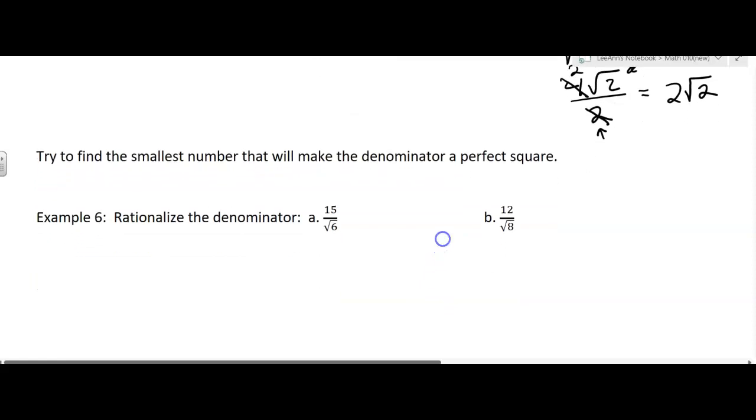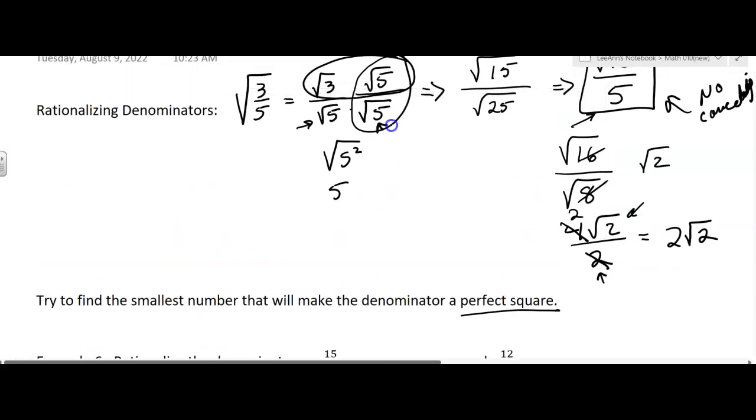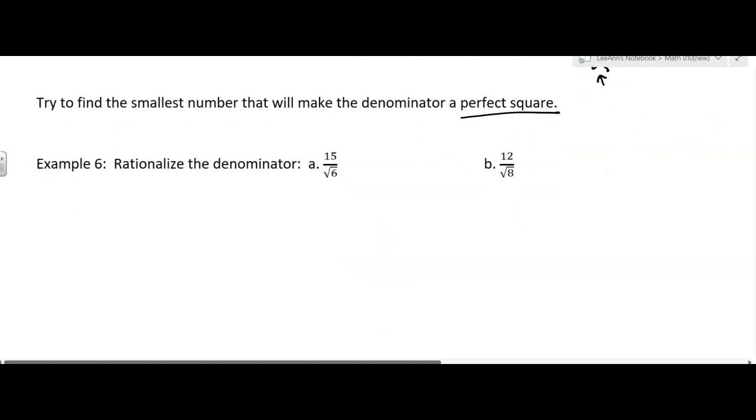Okay. Try to find the smallest number that's going to make the denominator a perfect square. So up here, we chose to multiply by the square root of 5. Okay, so that was the smallest number. There are bigger numbers, but that was the smallest one. Okay, so they give us some examples.